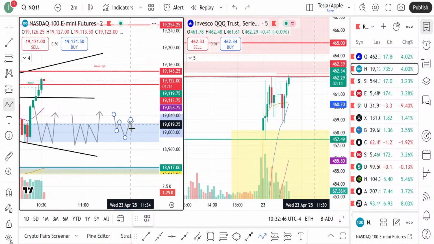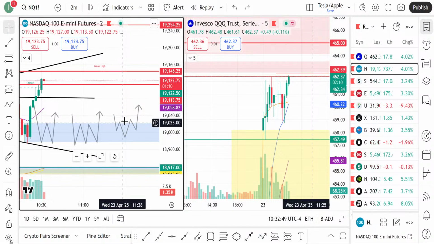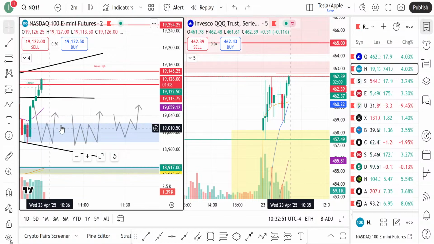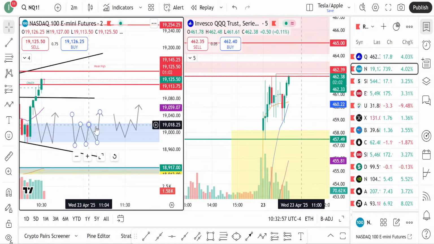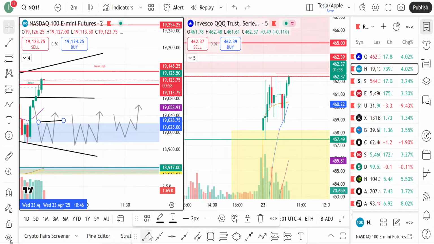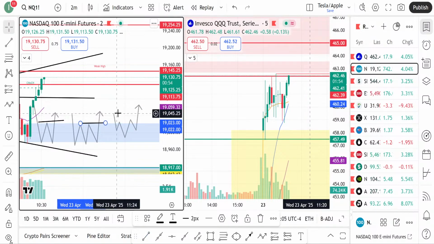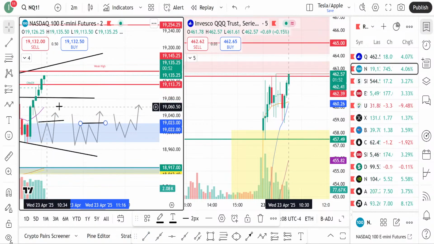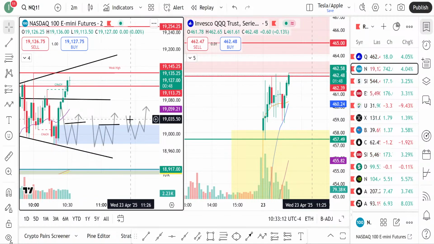You can look these up on Google, man. But there's a clear entry on these patterns as they break the neckline. So as they break here, so on and so forth. This is something that you can also learn. Like I said, if you just look up trading patterns on Google, you'll get a variety of different ones.